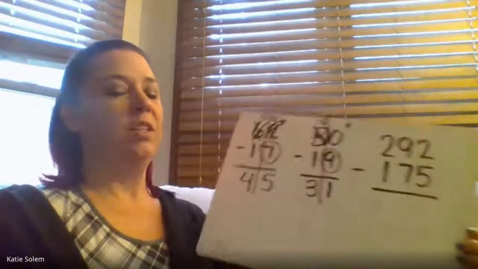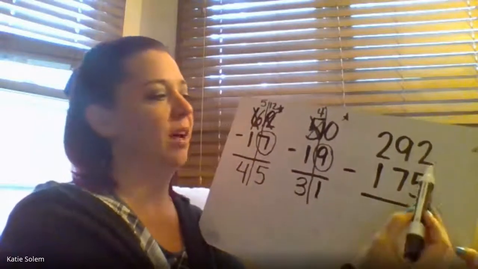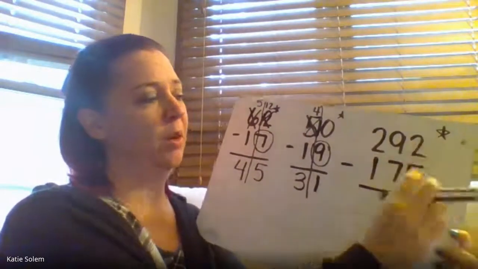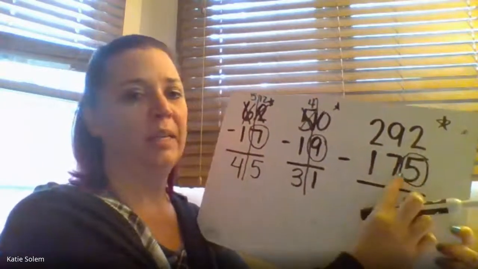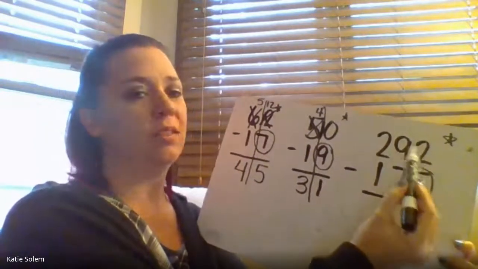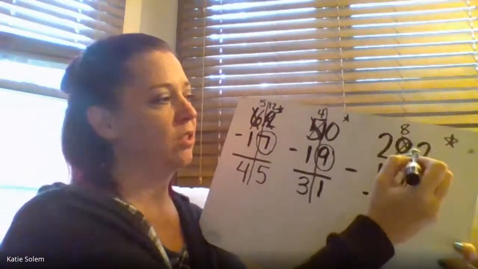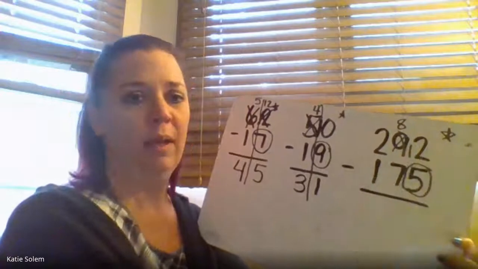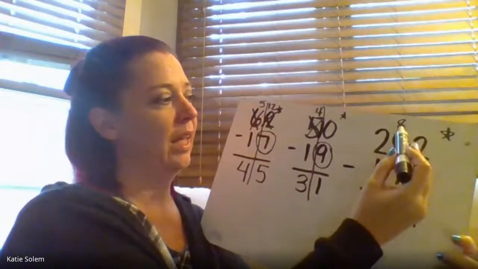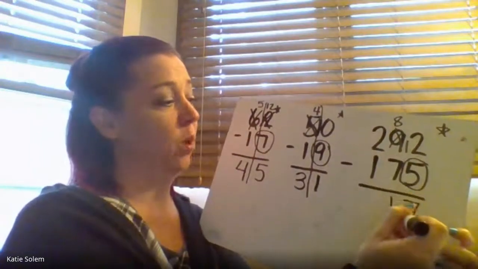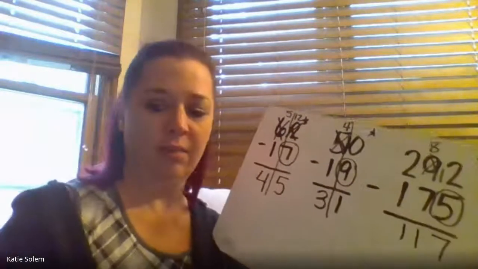Let's try that on a 3-digit number once. So we have 292 minus 175. I'm going to look at my ones. I have 2 minus 5. Uh-oh, I've got that big number on the bottom again. So the 2 has to go next door and borrow a 10. 9 turns into 8. 2 turns into 12. 12 minus 5 is 7. 8 minus 7 is 1. 2 minus 1 is 1. So our answer is 117.